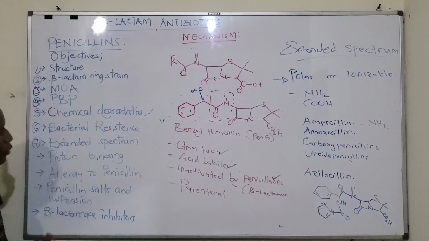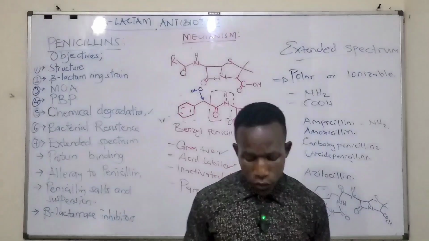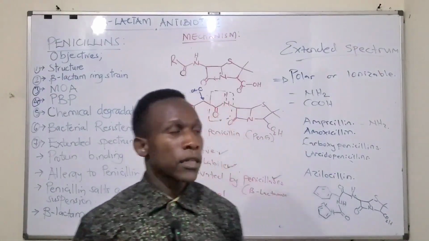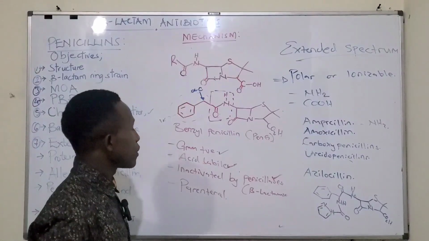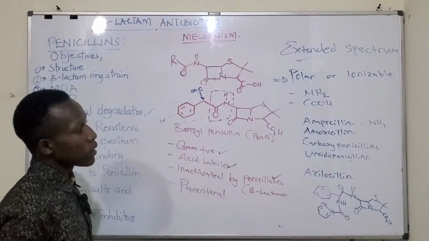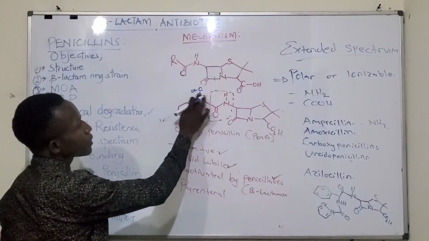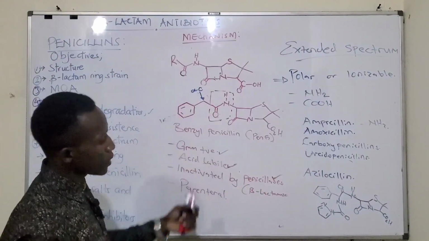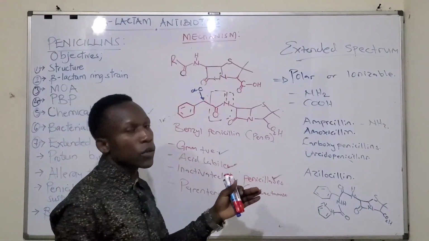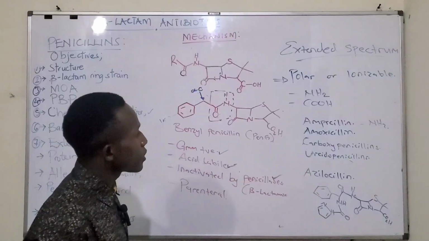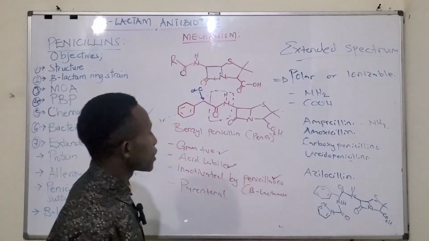Now, for protein binding, those penicillins which are highly lipophilic bind easily to the plasma proteins, albumin. For example, benzylpenicillin is highly protein binding because it is lipophilic. So most of those penicillins which are targeting mostly gram positives are more lipophilic than those ones which are targeting both gram positive and gram negative.